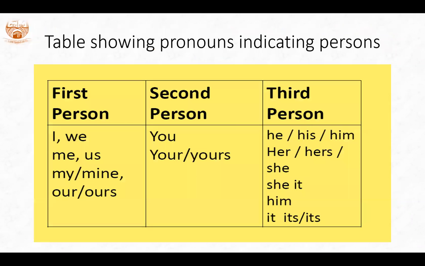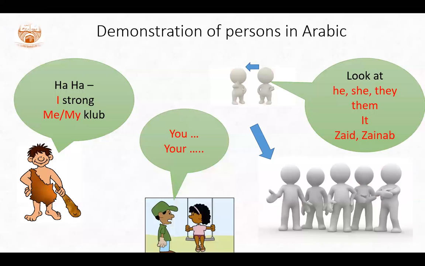A way to look at it can be like this. The first person will be using pronouns like I, we, me, us, my, mine, our, ours. The second person will be like you, yours. Okay. The third person: he, his, him, her, hers, she, it, and so on. And added to these are the plurals, which is they. Okay.